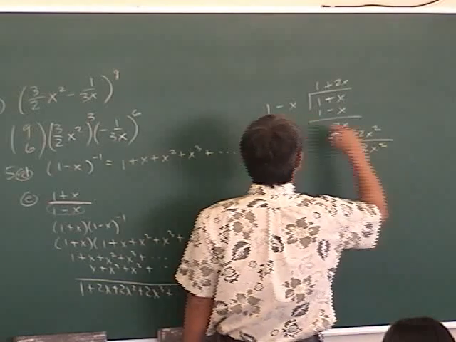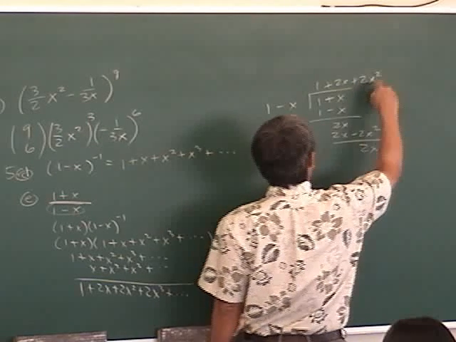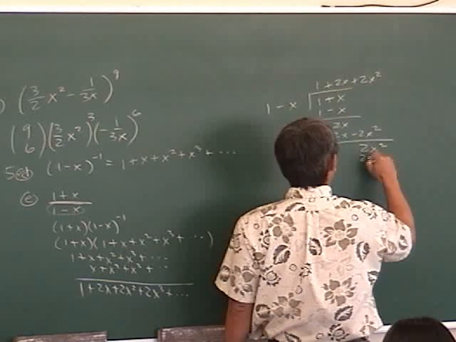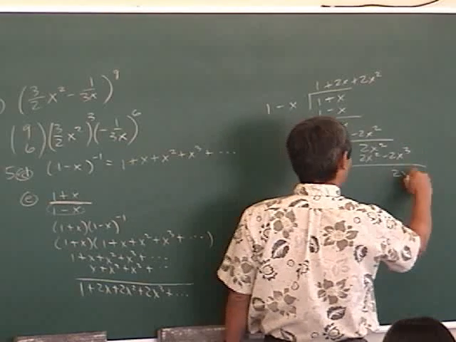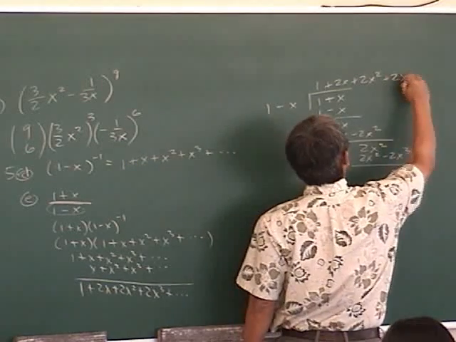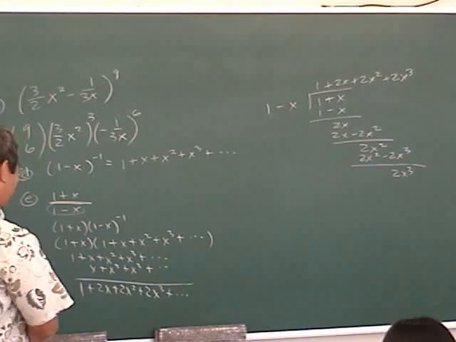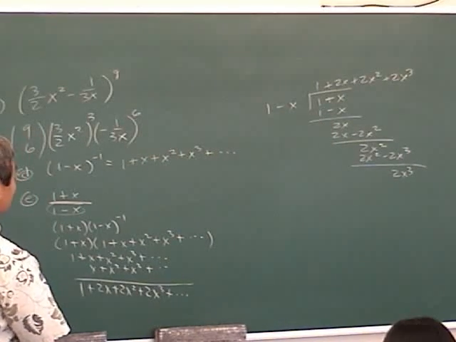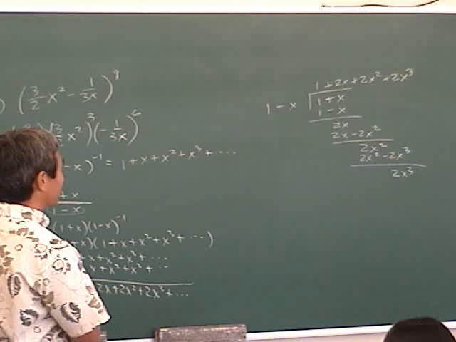2x squared. 1 goes into 2x squared how many times? 2x squared. Multiply that times the divisor. 2x squared minus, can you see what's happening here? Subtract. 2x cubed. 1 goes into 2x cubed how many times? 2x cubed, and it just keeps on going. And you get the same answer. Which way do you like better? I don't know, I kind of like the division way better, but that's just me.